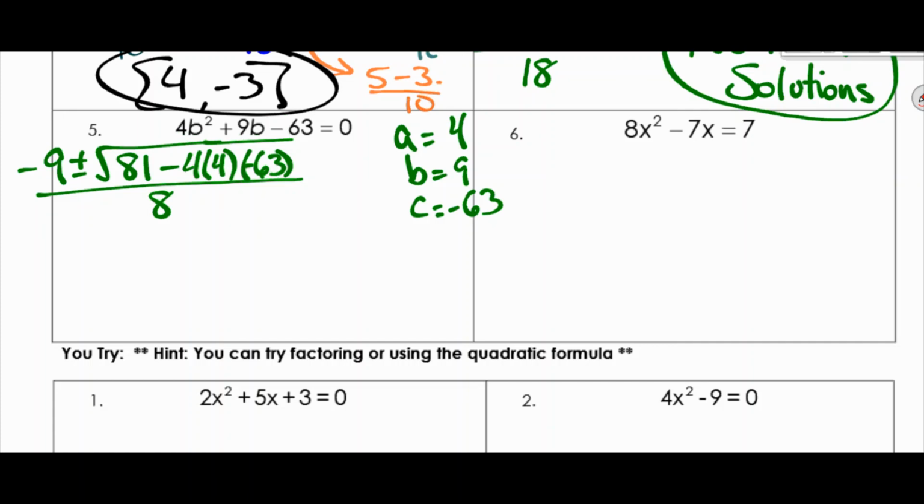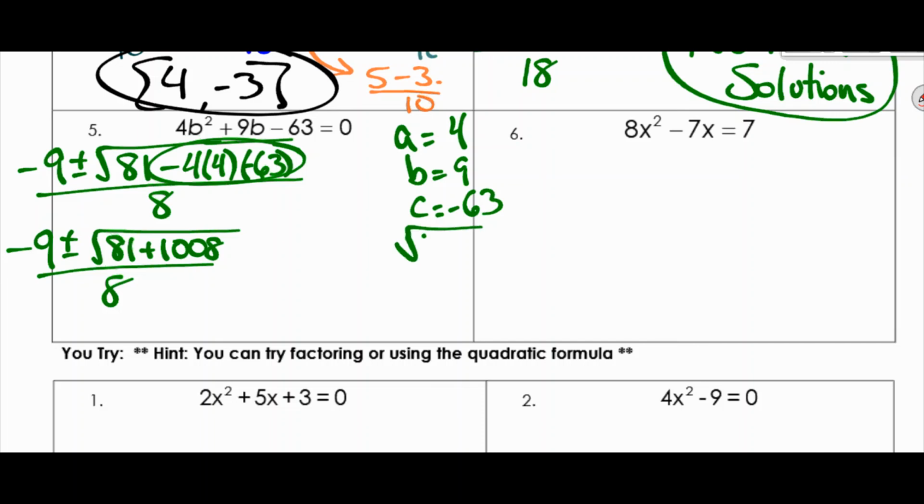So 4 times 4 times 63 would give me 1,008. I have a negative 4 times a positive 4 times a negative 63. That is going to turn into a positive 1,008, or plus 1,008. And I'm going to add that 81 into it. I'm going to do the square root of 1,089, which gives me 33.